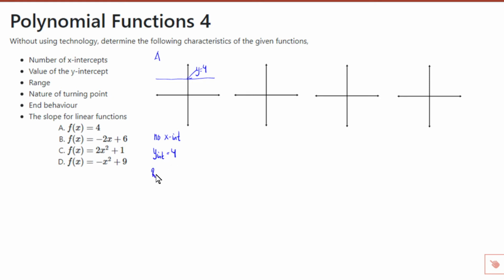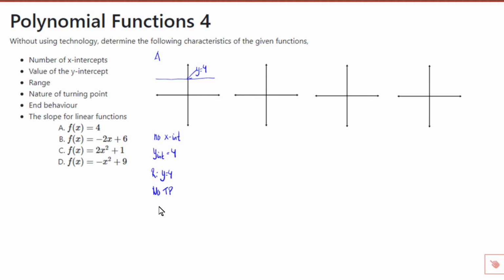Range, well, so range is the possible values for the dependent variable y. There's only one value because it's a horizontal line, so the range is going to be y equals 4. Nature of the turning point, so there are no turning points.